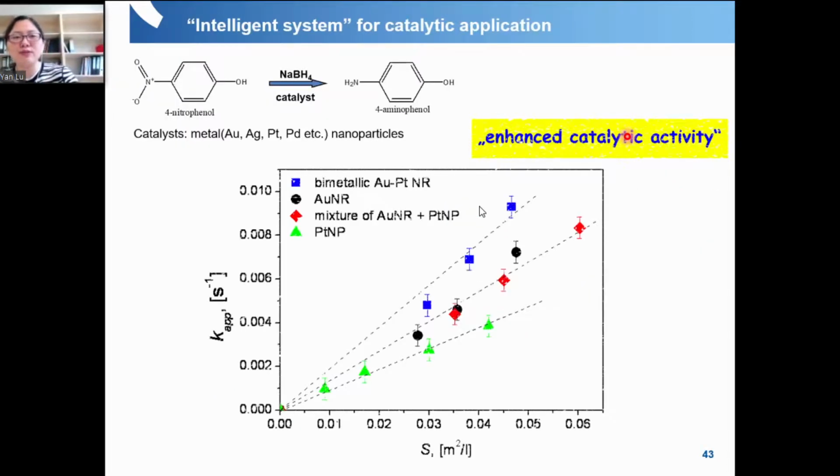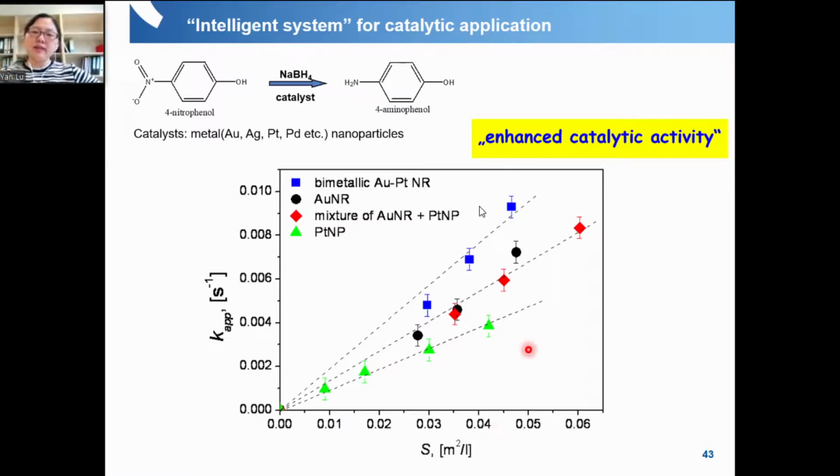So such kind of particle can also be used as a catalyst here for the reduction of nitrophenol. And here, this is the rate constant of this reaction measured as a function of the surface area of the nanoparticle in the system for the comparison. The surface area is also related to the concentration of the particle. But the surface area, because the particle surface is the catalytic active part, is more precise if you want to compare the catalytic activity of each of these particles.